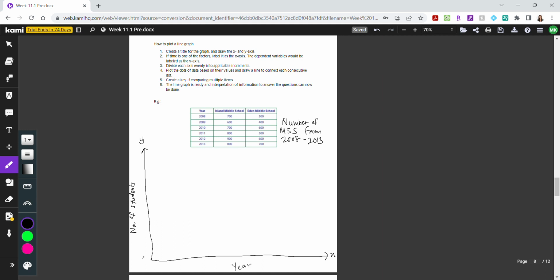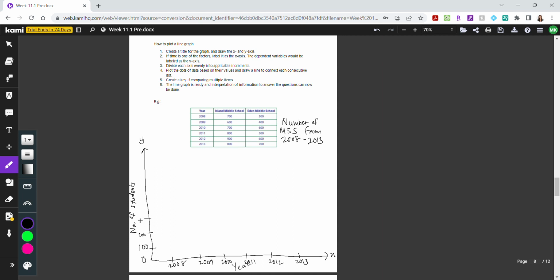Alright, again, you want equal spacing, so this is going to be 2008, and then 2009, 2010, 2011, 2012, and 2013. Again, label this also, so you want to divide it as usual. So this time I'm going to use 1 unit as 100 students.